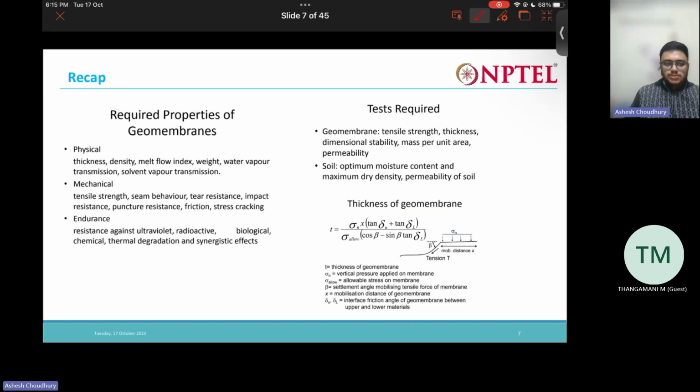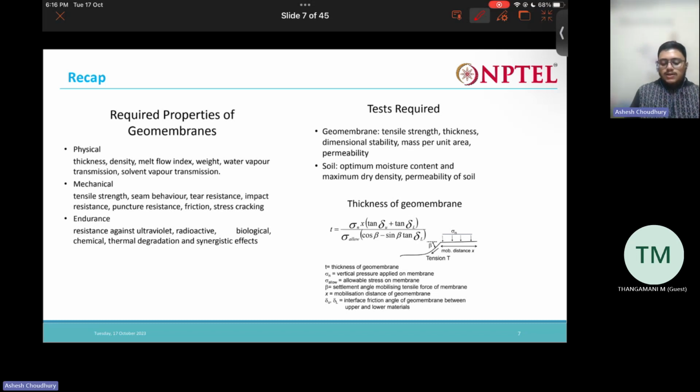What is water vapor transmission? Then mechanical strength: tensile strength, seam behavior, tear resistance, impact resistance, all these we have studied. These are similar to whatever we have studied in the case of geotextiles. Okay. Then endurance properties: resistance against UV rays, biological and chemical degradation, thermal degradation, all these things are the same as other geosynthetics. So water vapor transmission is a little bit new that we will see.